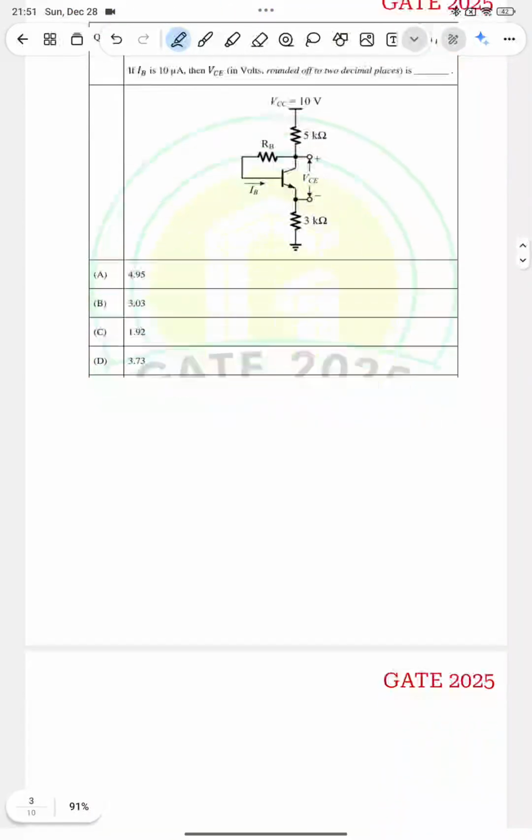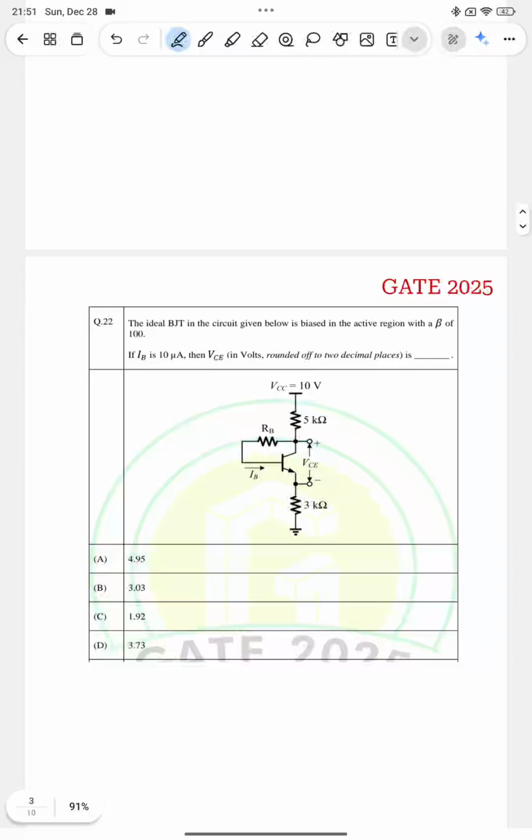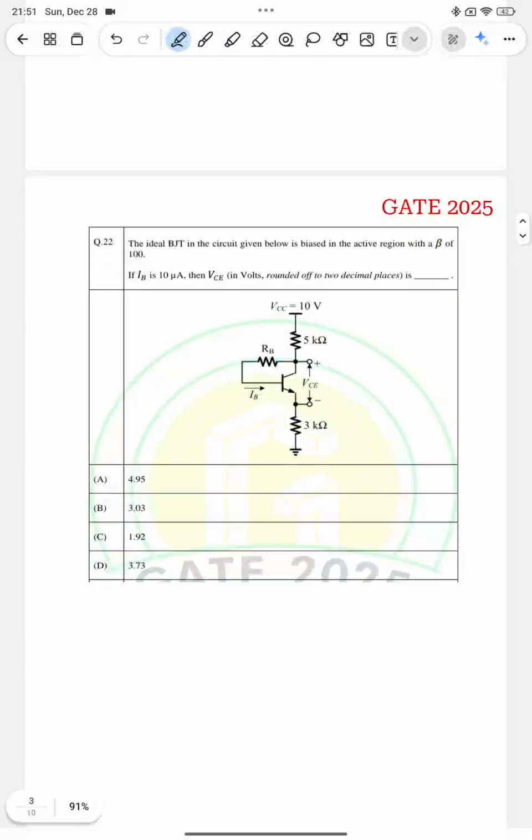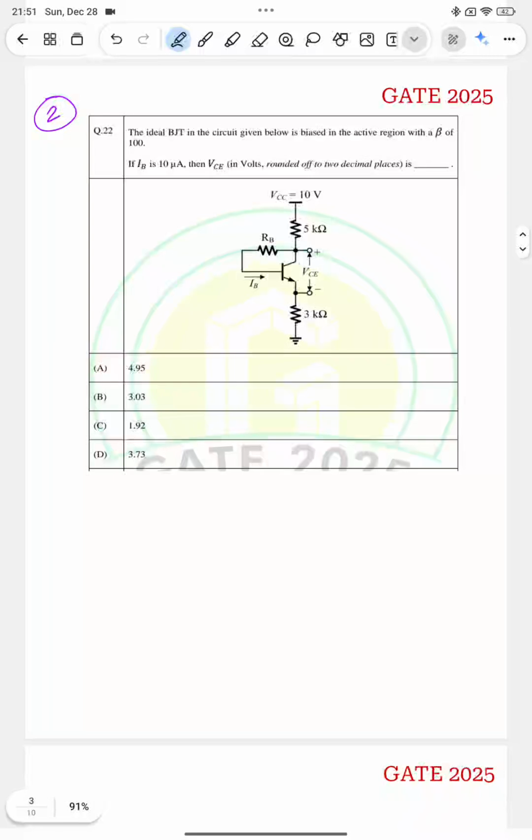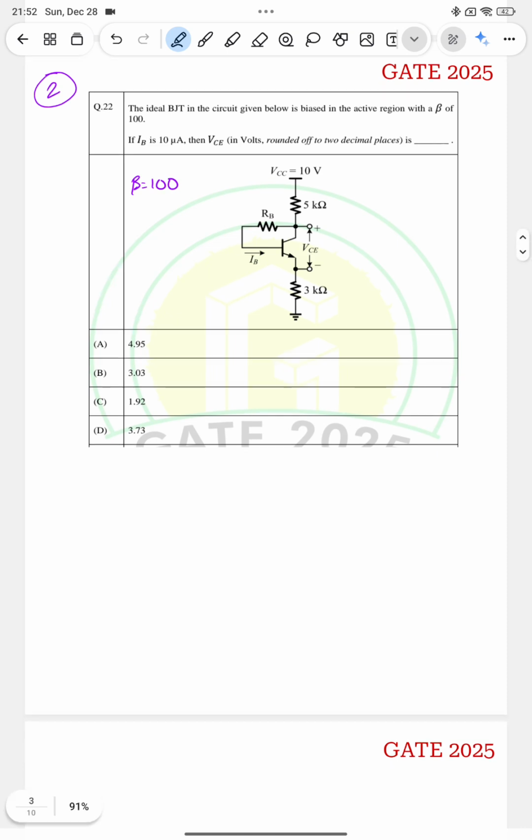Now we'll see the second question, question 22 of GATE 2025 again. The question is: the ideal BJT in the circuit given below is biased in the active region with a beta of 100. Given that IB is equal to 10 microampere, VCE in volts, rounded off to 2 decimal places, is dash. So the question is to find the voltage VCE.